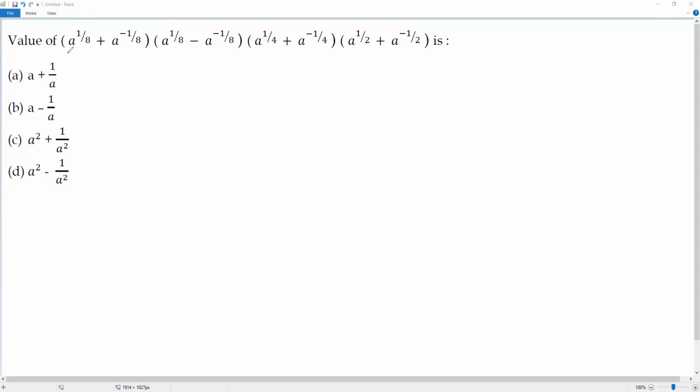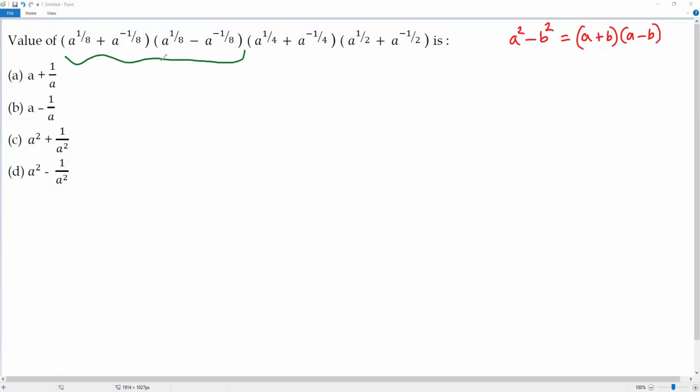Here, we have to get the value of this expression. Let me consider an algebraic identity, that is a square negative b square equals a positive b times a negative b. Whenever we have a product of two binomials like this, it can be written as a difference of two squares as we have on the left side.